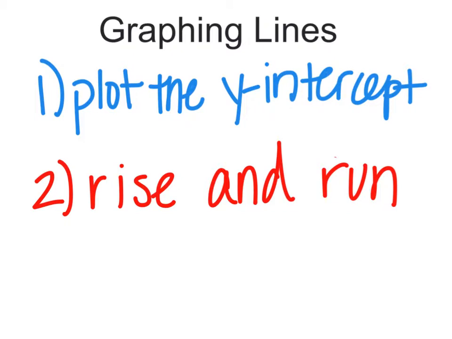When we graph lines, the very first thing we're going to do is plot the y-intercept, or we're going to plot the b value. And we're going to rise and run. We're going to use our slope then to find other points on the line.